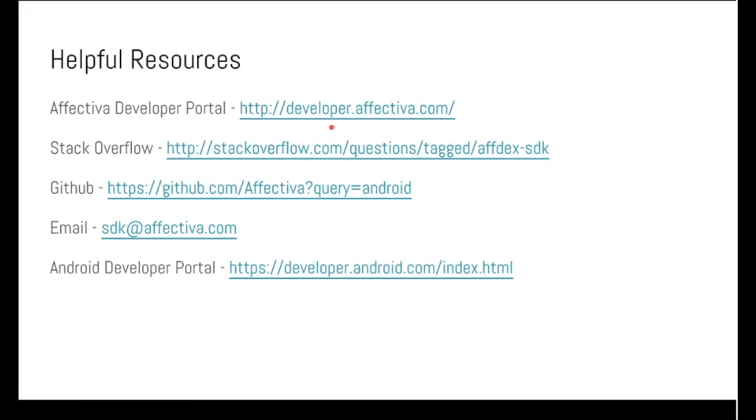Of course, developer.affectiva.com is the hub of all of our documentation. If you need to ask questions, you can ask them on Stack Overflow. That way, you can also query questions that other people have asked. Someone might have asked your question before. If all else fails, feel free to send us an email at sdk@affectiva, and we'll try to get back to you as soon as possible. And then I also put, for the sake of completeness, the Android developer portal, so if you need to learn about things like using a camera or that sort of stuff, that's a good place to do it.